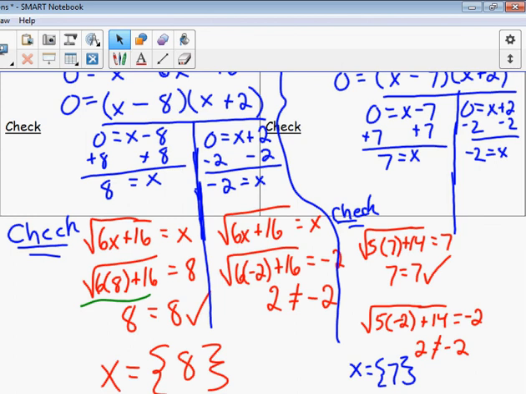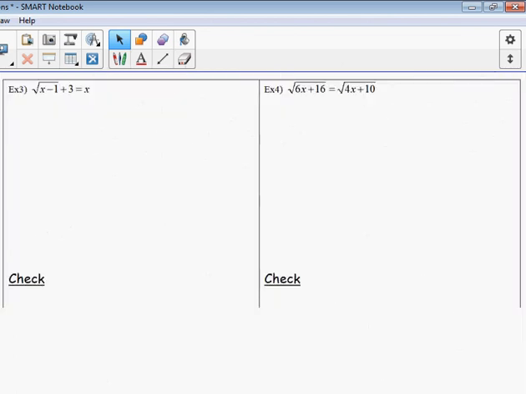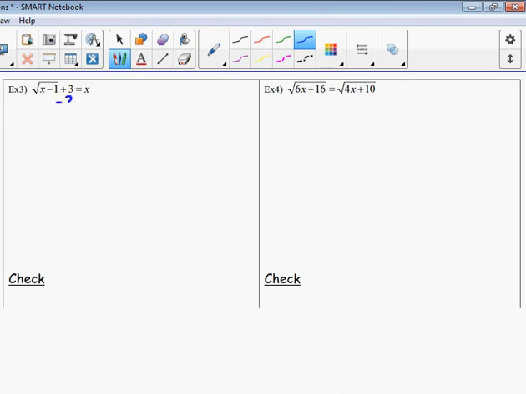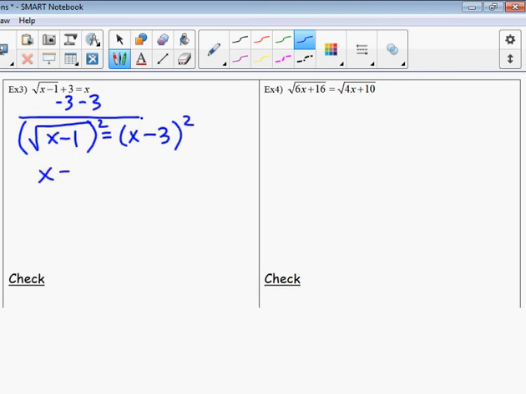Okay, let's move on. There's one more example I'm going to show you. And that right here is example 3. So example 3, we're going to isolate the square root sign. So I'll subtract 3 from both sides. So I have the square root of x minus 1 is equal to x minus 3. Then to get rid of the square root sign, I'm going to square both sides. So I get x minus 1 is equal to x minus 3 squared.